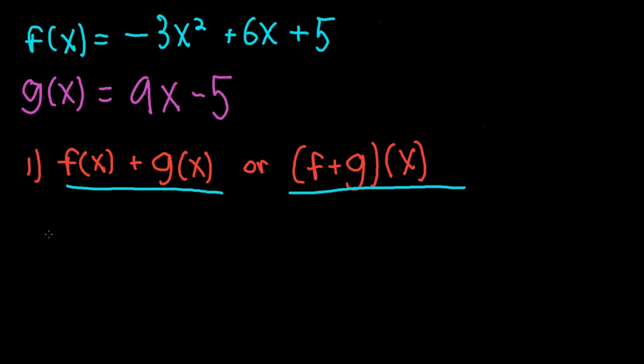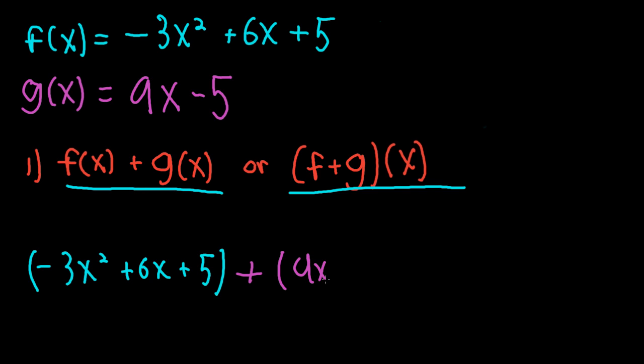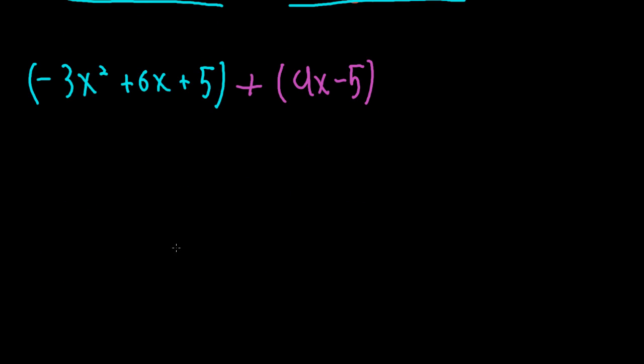First, since I'm just going to read from left to right, I'll start by writing f of x. So I have negative 3x squared plus 6x plus 5. I'm going to put those in parentheses just so I know I'm done writing f of x. Now I have to add, so plus g of x. So g of x is 9x minus 5. Alright, so now I'm ready to get started.